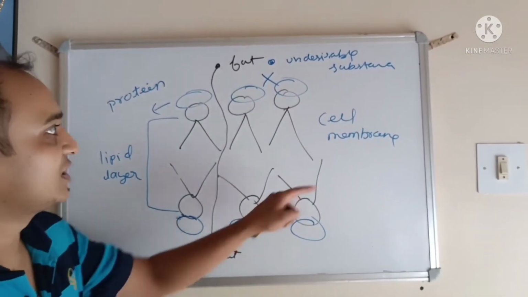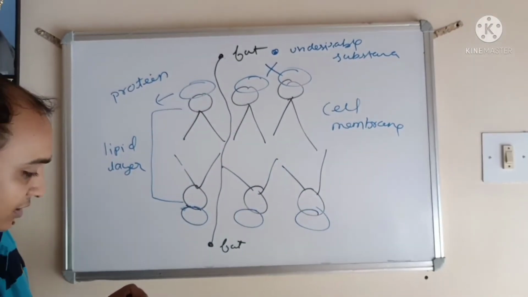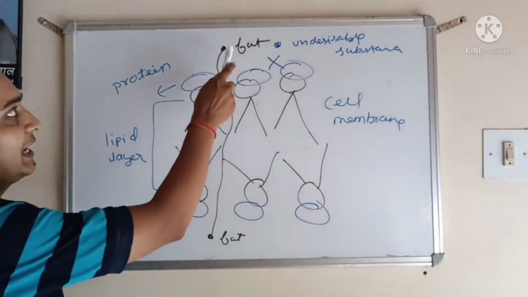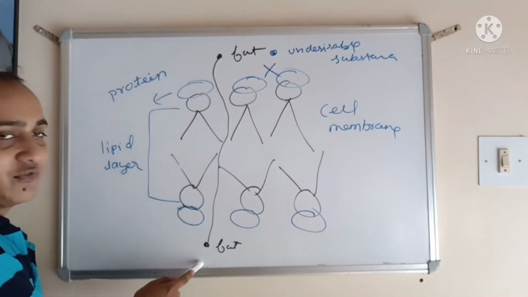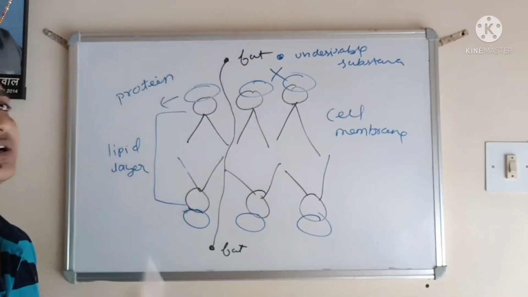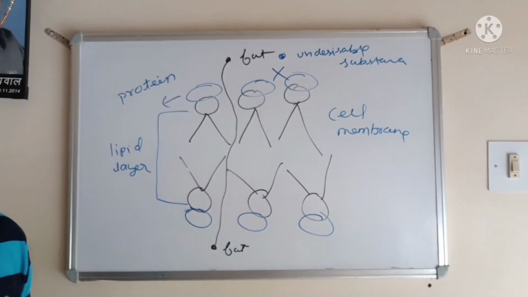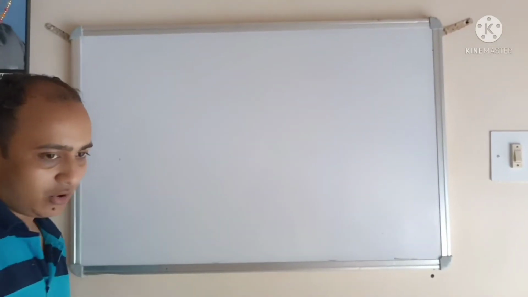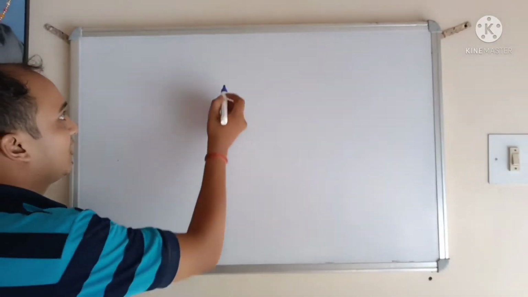So I think you understand the role of cell membrane. It is made up of lipid layer and protein, and it only allows those things which are necessary for the cell, and those which are not necessary cannot enter the cell. So this is all about cell membrane. Now next thing we will study about mitochondria.